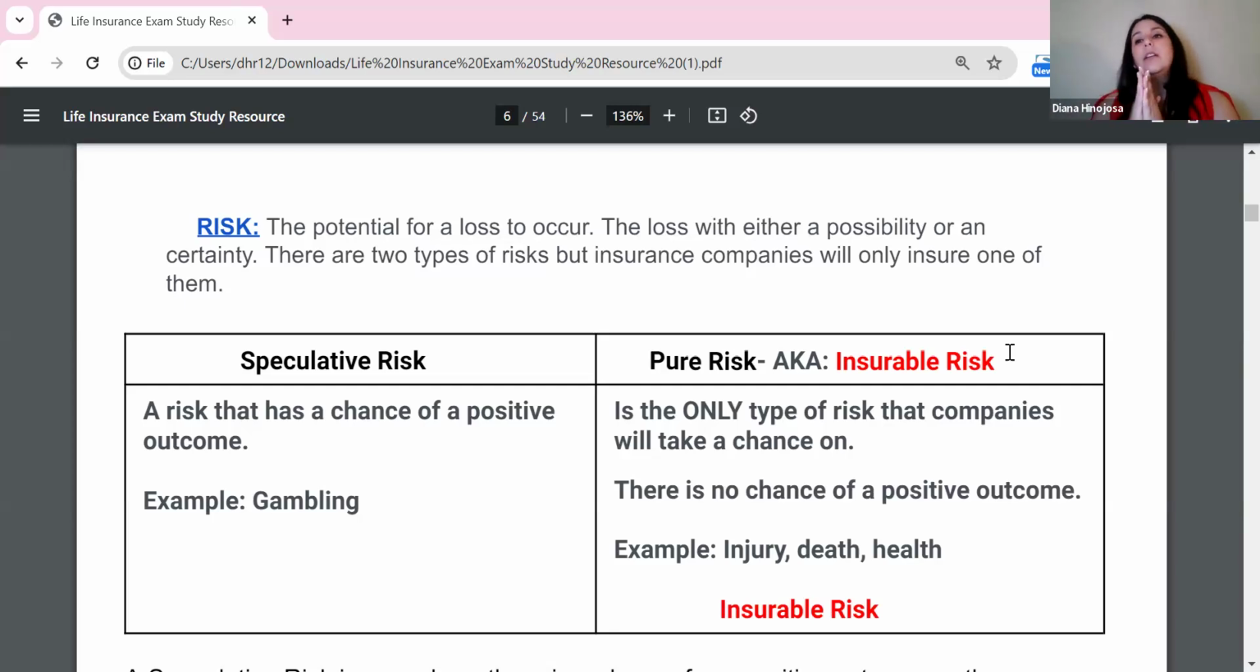Okay, guys, I'm sorry. I've been kind of sick lately, allergies, all of that. So hopefully that will not bug us as much. But pure risk and insurable risk are the same thing. These are the ones we like.